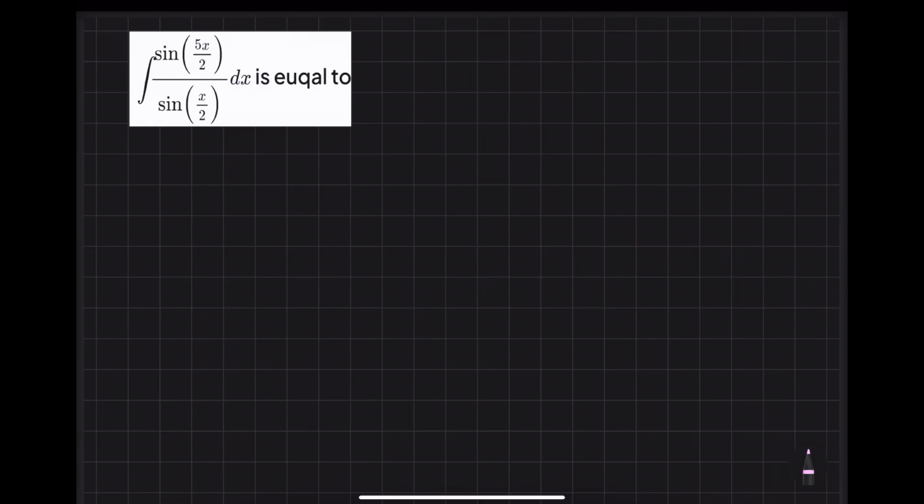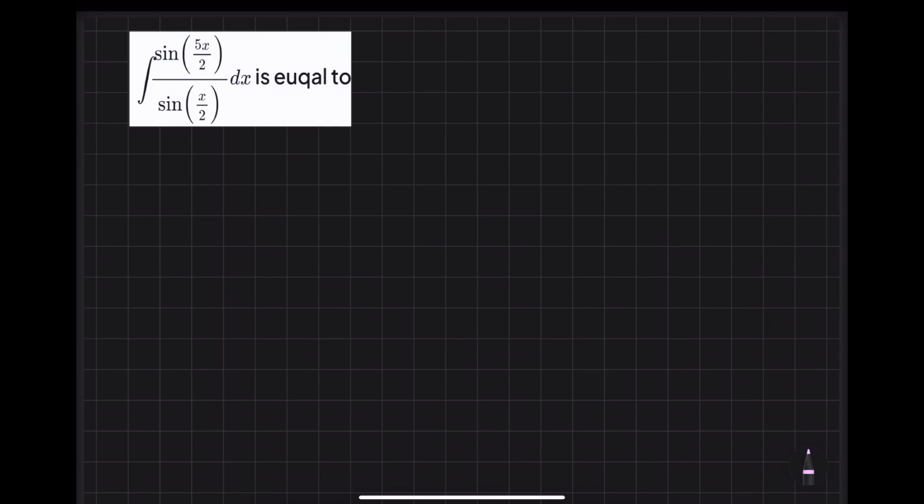So this time we have to integrate sin(5x/2) upon sin(x/2) dx. Okay, so the idea is here. Now the point is, you know that we are comfortable with the same trigonometric ratio, but the angle is ugly. So my point is to convert this question into comfortable angles so that we can manipulate.